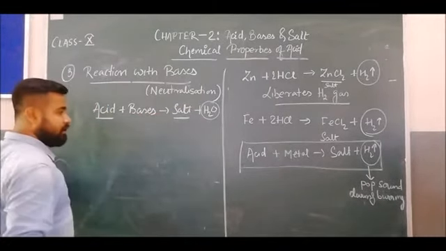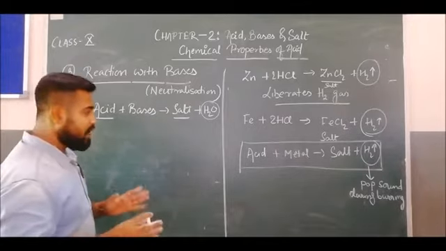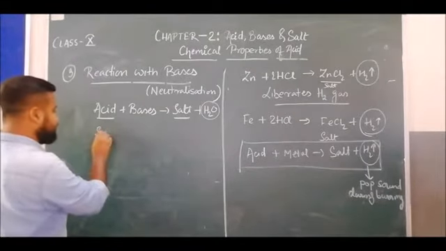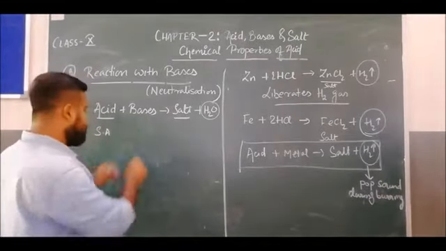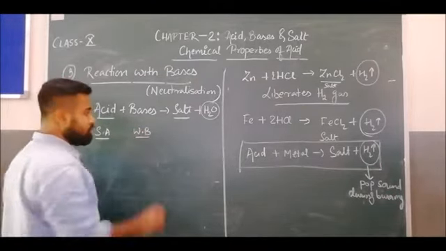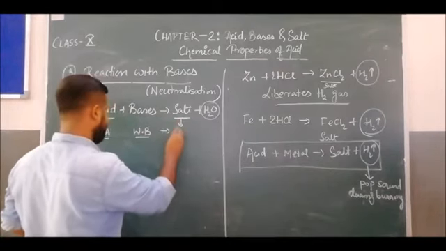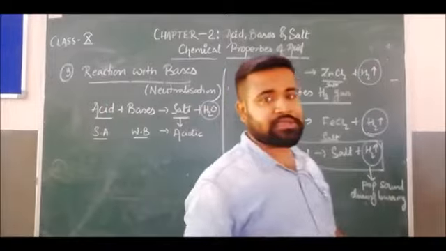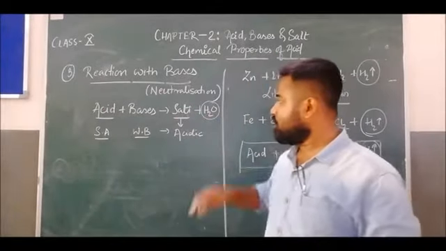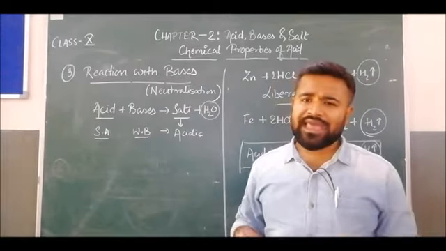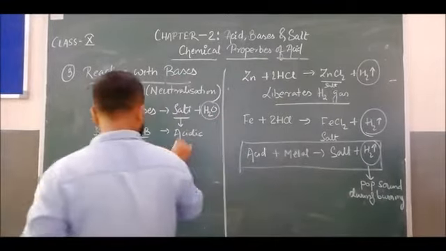See, in the previous videos I have told you, acids are of two types, strong acid and weak acid. So if there is strong acid and weak base, the salt will be acidic in nature. If in the neutralization reaction the acid is a strong acid and the base is a weak base, then the salt will be acidic in nature.